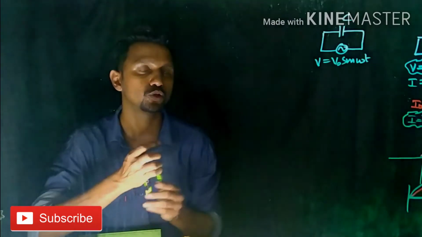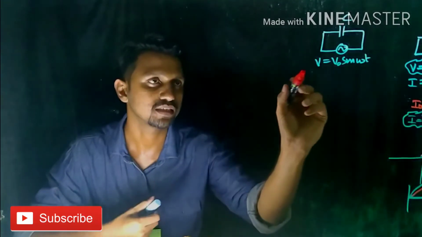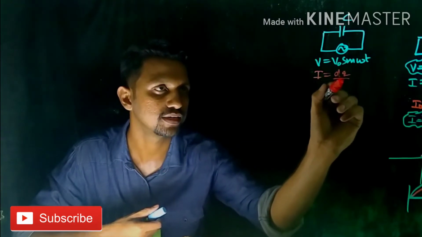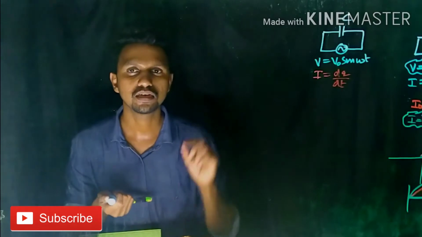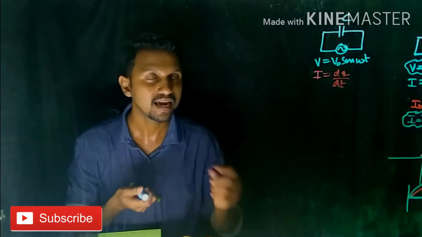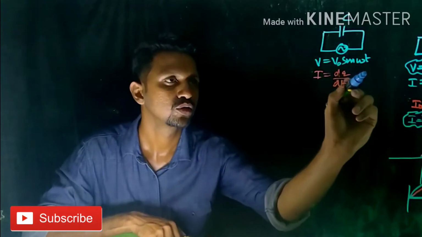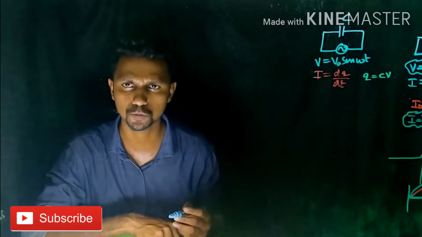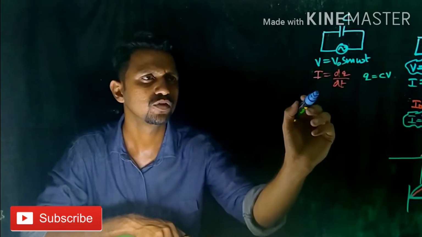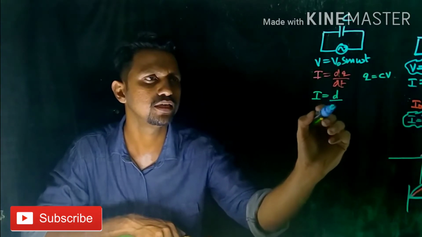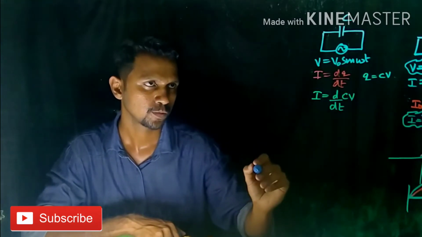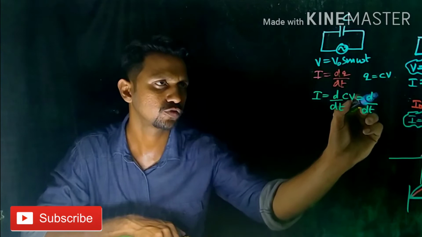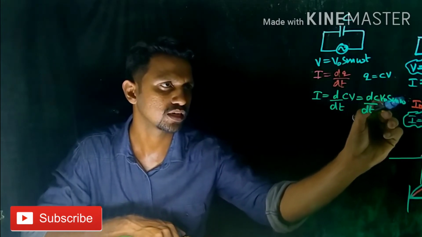Therefore, we have to recall one expression, that is, as we all know, I is equal to dq by dt. That is, current is the rate of flow of charge. And we also know that Q is equal to CV, from the basic expression of capacitance. If we are clubbing these, we will get I is equal to d by dt of CV, where V is V0 sin omega t. Therefore, I could write d by dt of CV0 sin omega t.